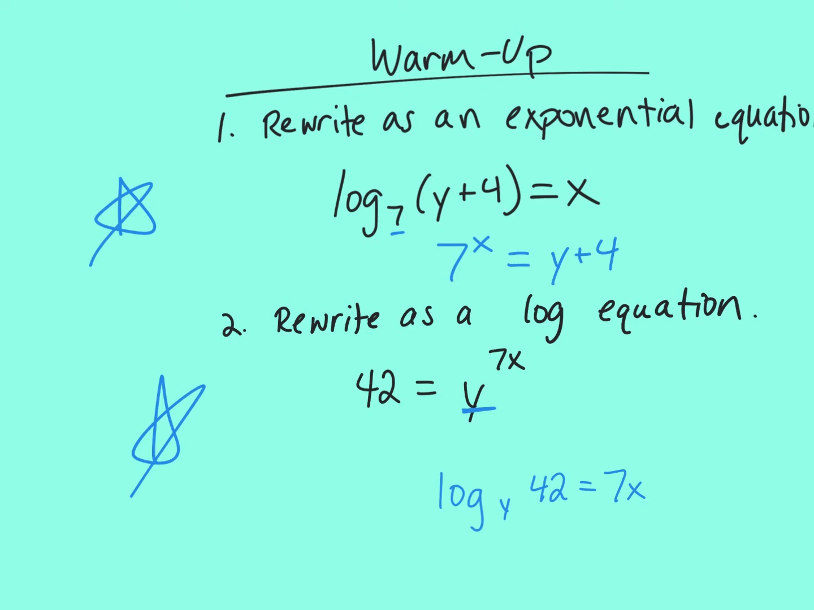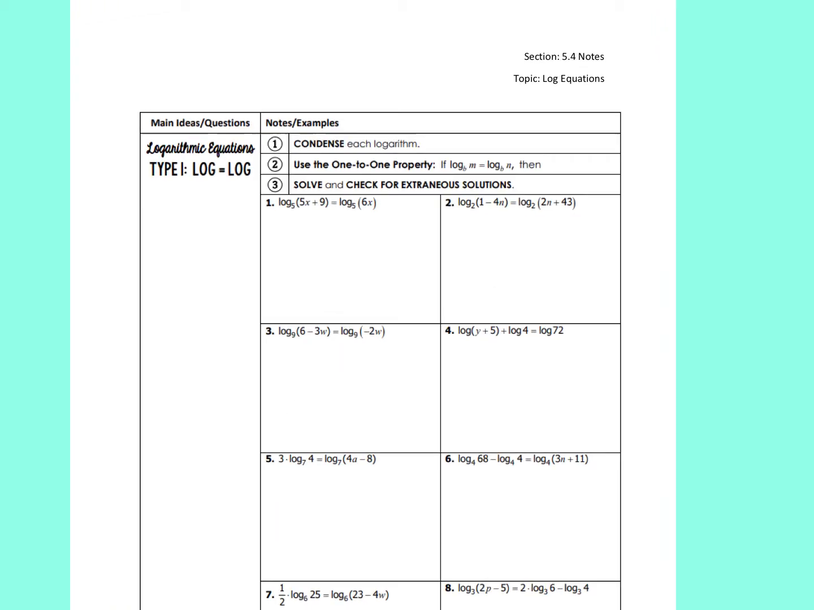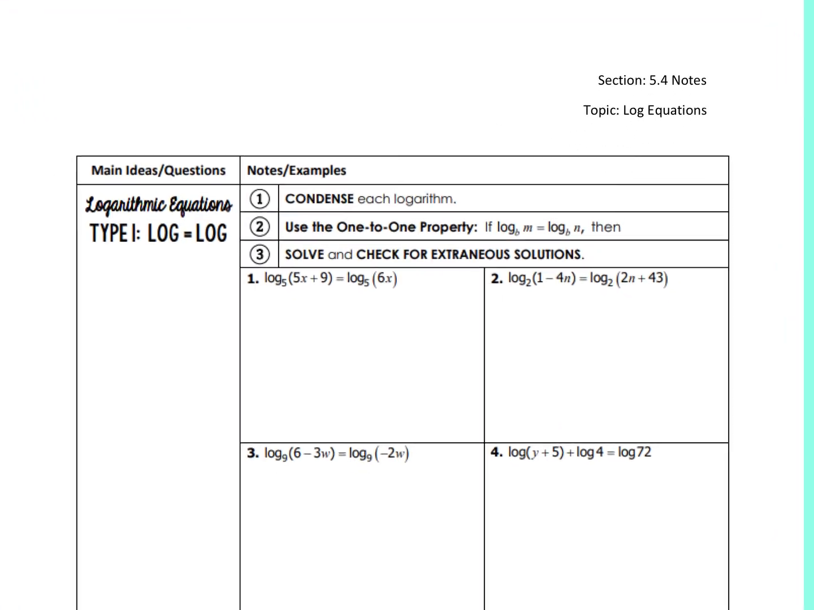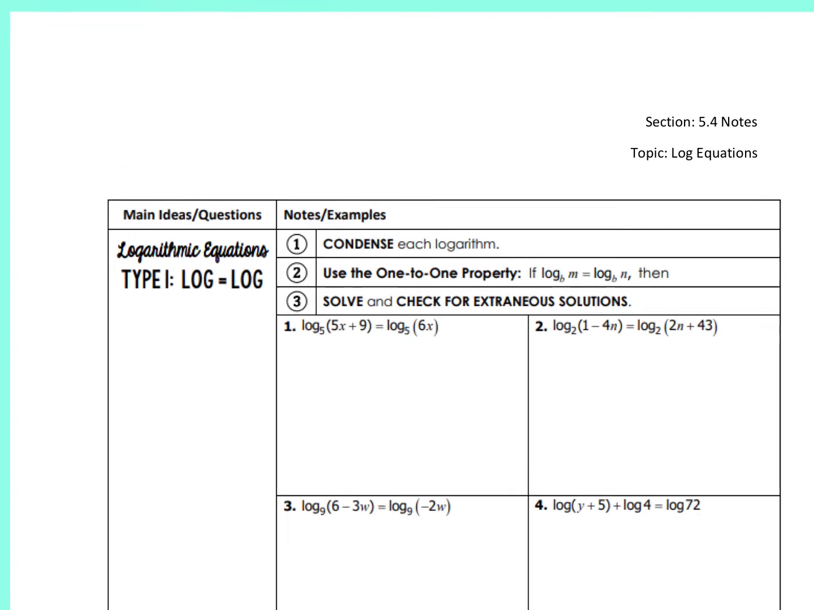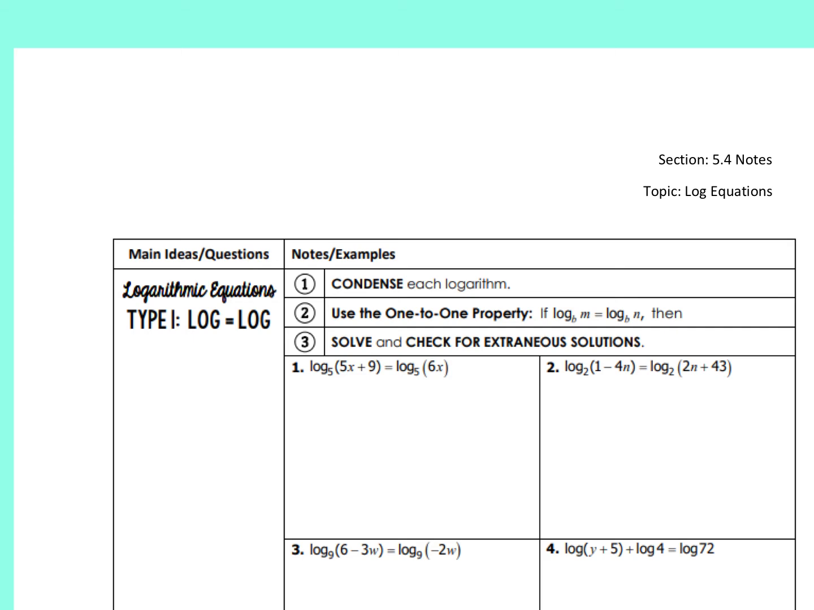All right, we're going to get going. So last class was 5.3 and we talked about exponential equations. This is going to work very similar, except for now we're going to be dealing with that other form, which is logarithmic equations.